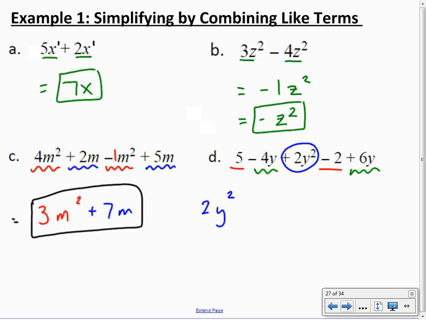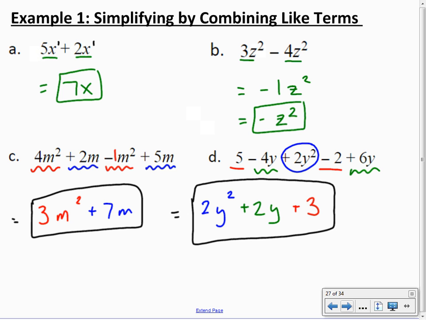So negative 4y plus 6y will give us a plus 2y. And finally, our constants, we have 5 minus 2, which gives us a positive 3, so we'll put plus 3. There's nothing else that combines, so this is our final answer.